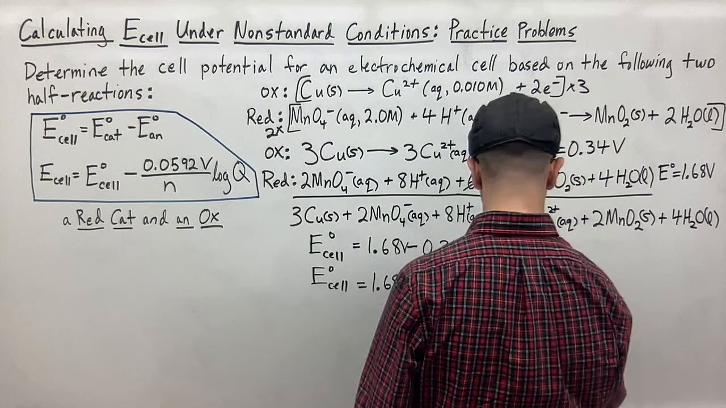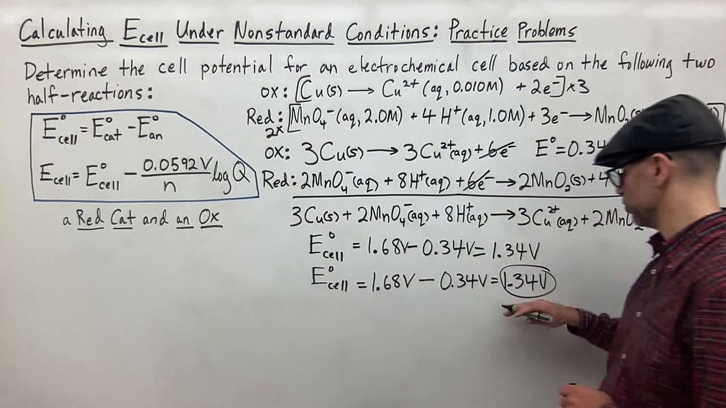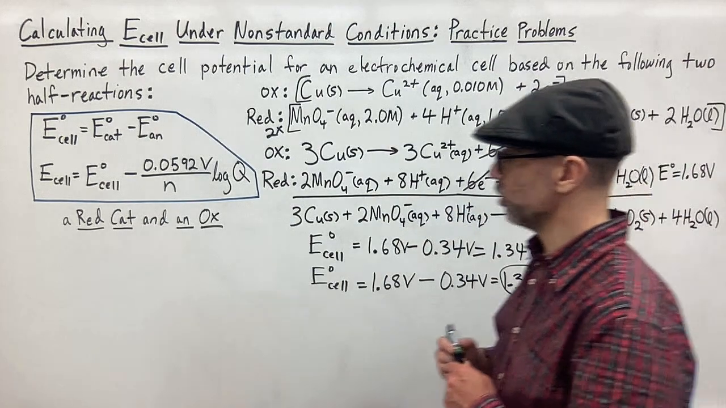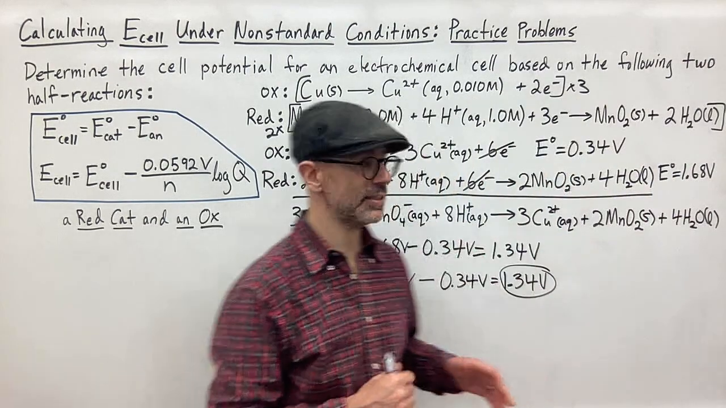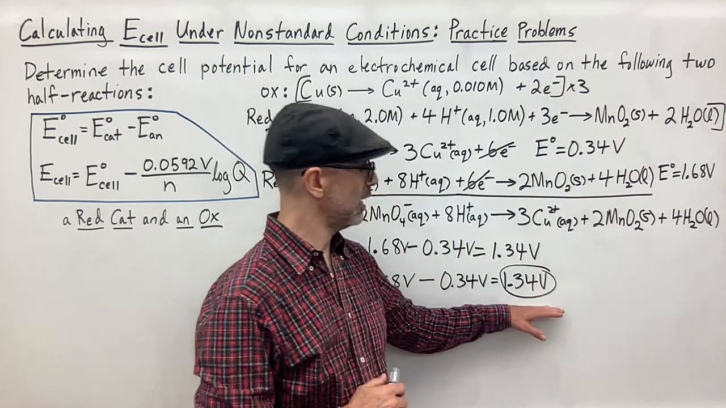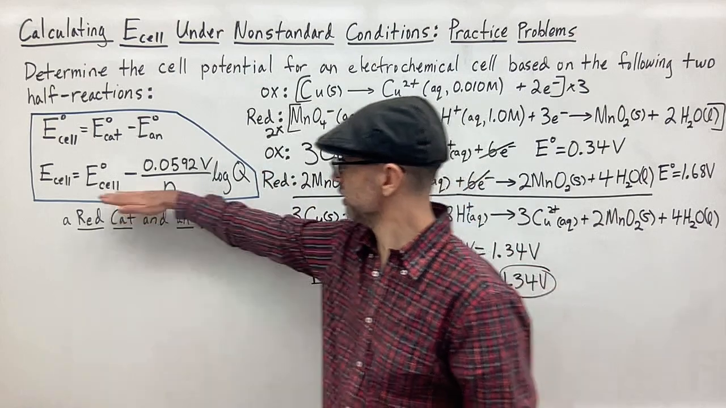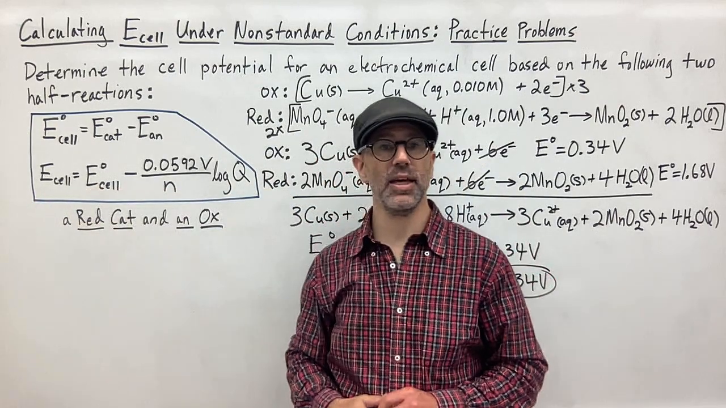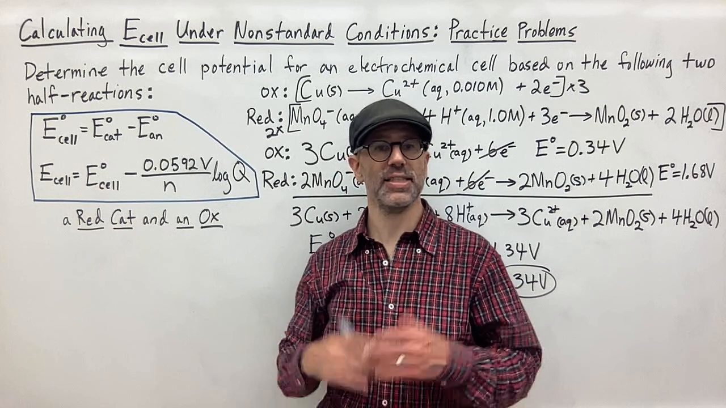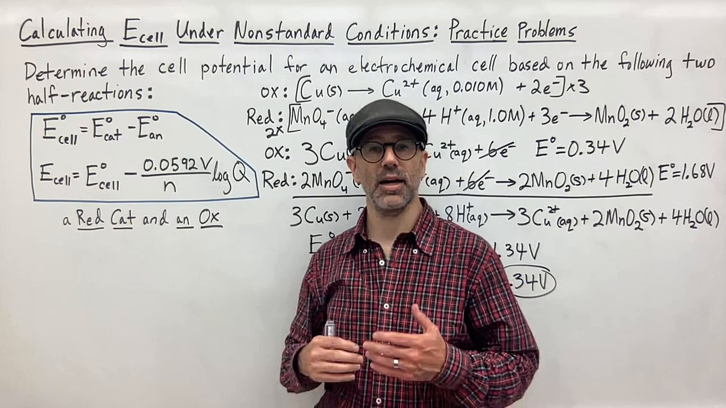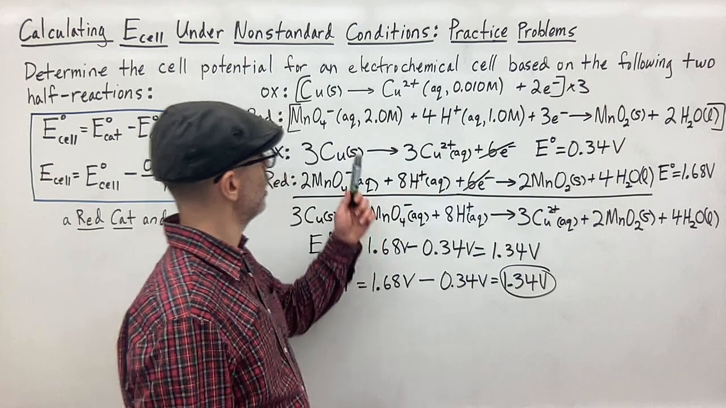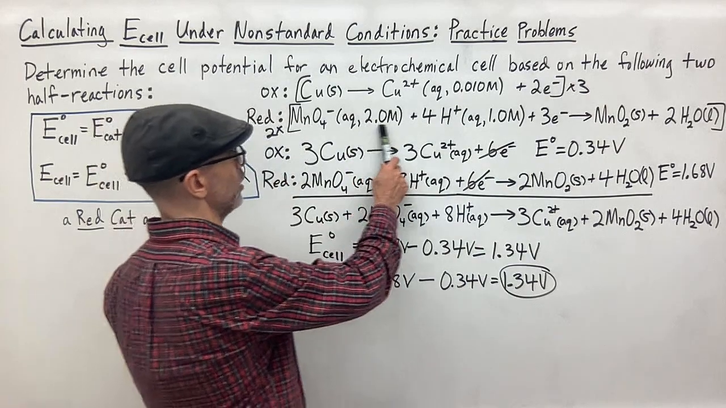Okay, so this is the standard electrode potential of this reaction here. So now, once I've got the standard electrode potential, I can now use this equation here called the Nernst equation to find the electrode potential, the cell potential under non-standard conditions. And so that brings me to these molarities.